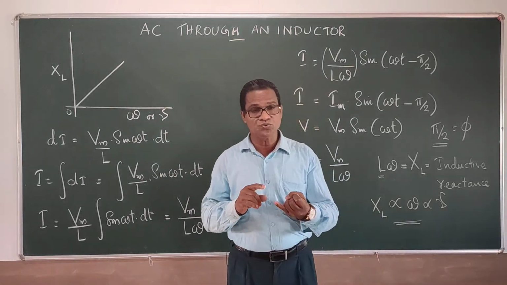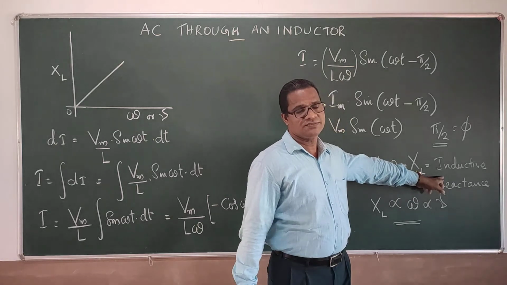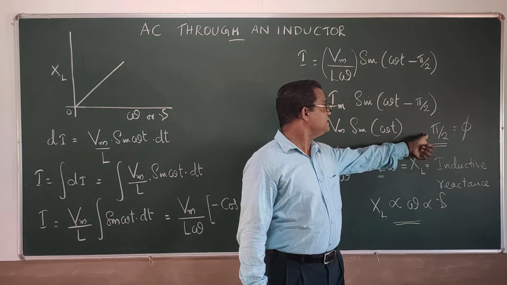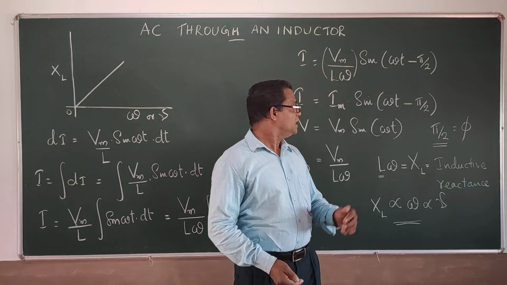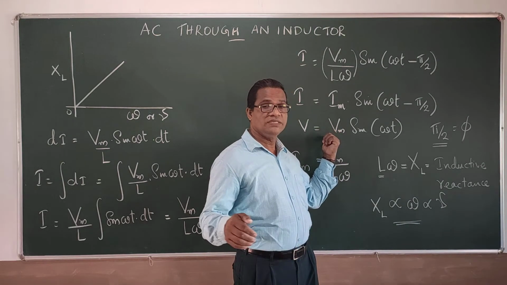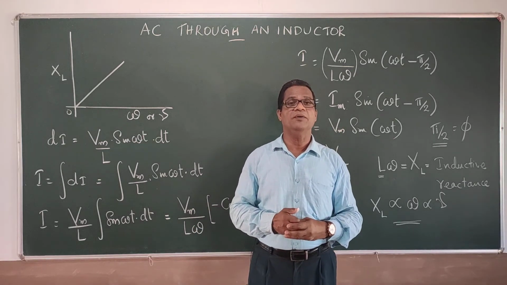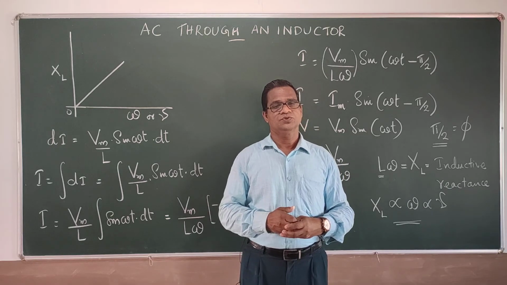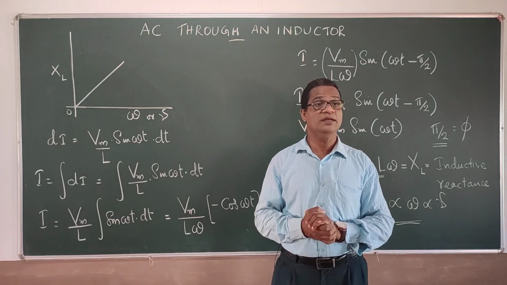So we got two terms here: inductive reactance and phase angle difference. And voltage is always leading the current by a phase angle pi by 2. These are the main points relating to AC flowing through an inductor.